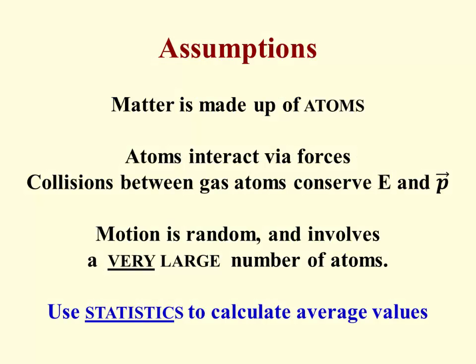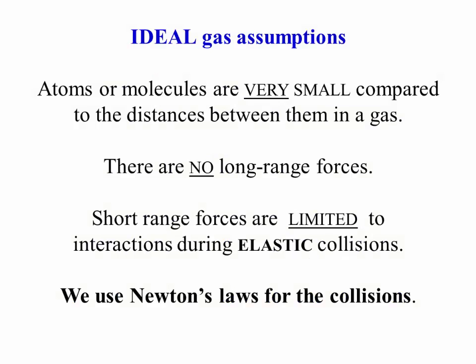The assumptions of this model have been mentioned before. Matter is made up of atoms that interact via forces, and the collisions in particular are going to conserve energy and momentum. Motion is random, involving a very large number of atoms, and because the number of atoms participating in solving Newton's laws equations is so big, because that number is so large, we use statistics to calculate average values rather than trying to solve the equations.